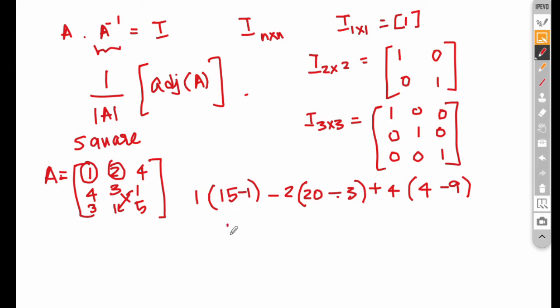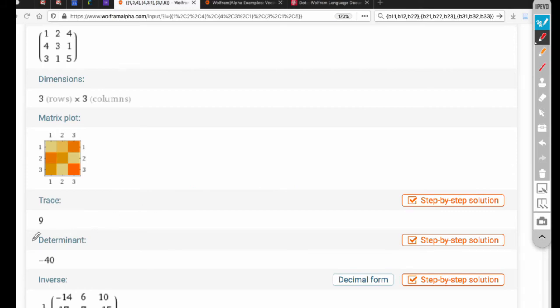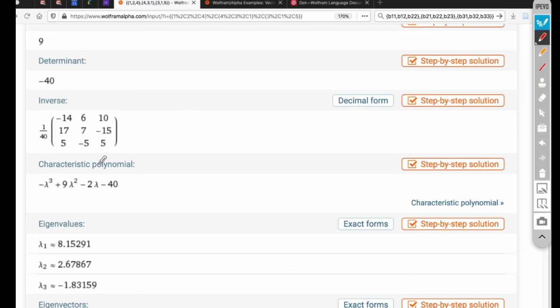So therefore you're going to have 14 minus 2 times 17, which is 34, plus 4 times minus 5, which is minus 20. So this is going to end up being minus 40. And you are able to realize the determinant value has been carefully calculated. After having found this, Wolfram Alpha is also able to determine what the inverse ends up being.